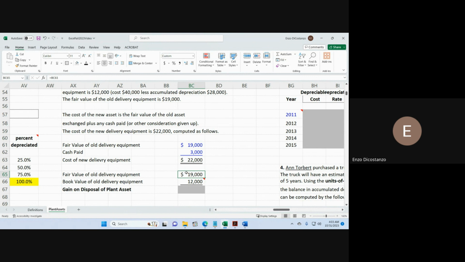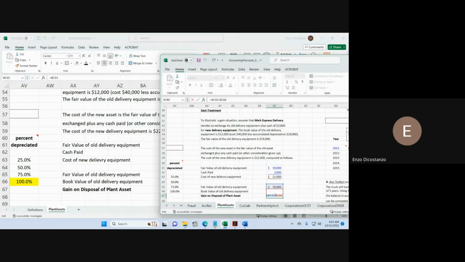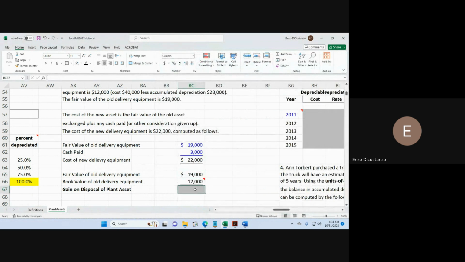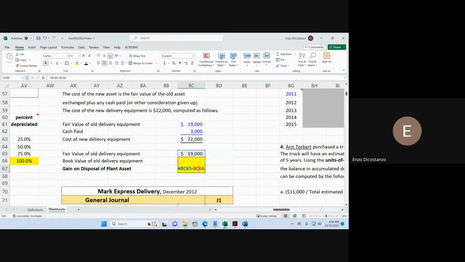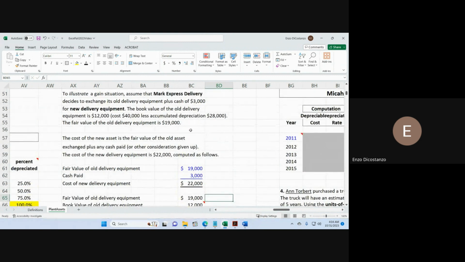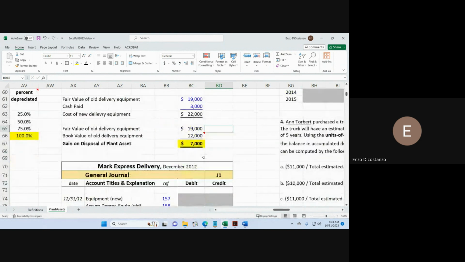And now you're looking for a gain or a loss. Well, and what you're spending and everything too, of course, right? So if this is fair and the book is 12, obviously you're looking at a $7,000 gain is what you're looking at. All right, because this is going to be the 19 minus the 12,000. You know, the book is 12, but you're getting 17 for it, or 19 for it, rather. And we say up here, yeah, it says the fair value of the old delivery equipment is 19.